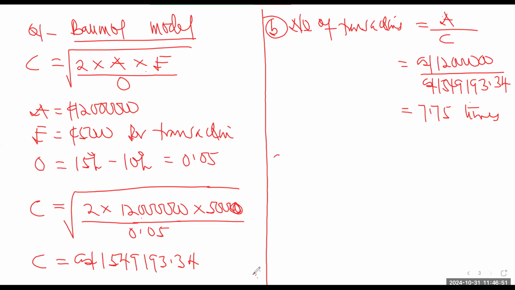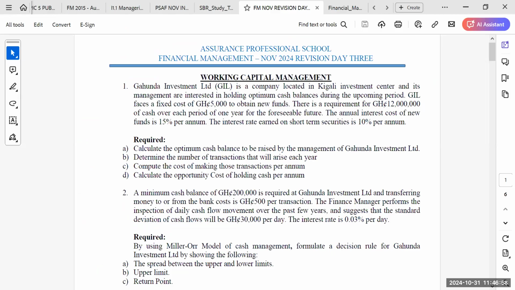Okay, let's come to the C part. It's not a difficult issue. It's a very simple issue when you are okay with economic order quantity. Compute the cost of making those transactions per annum. So we are doing the transaction 7.75 times, and every time that we are transacting, we multiply by 5,000.